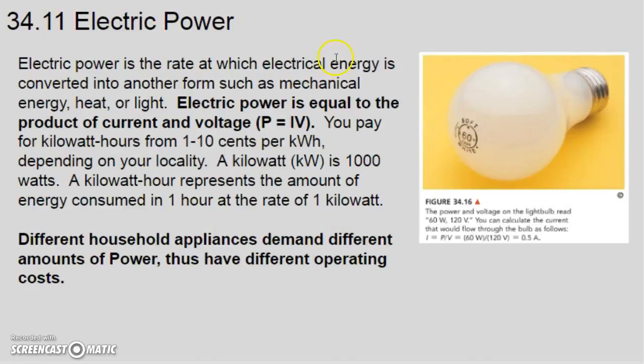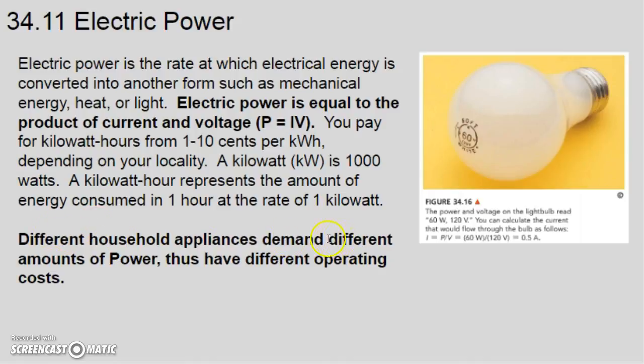And we'll finish up here with electric power. Electric power is the rate at which electrical energy is converted into another form, such as mechanical energy, heat, or light. Electric power is equal to the product of current and voltage, so P equals IV, where power equals current times voltage. You pay for what's called kilowatt hours. It's between 1 and 10 cents per kilowatt hour, depending on where you live. A kilowatt is 1,000 watts. A kilowatt hour represents the amount of energy consumed in 1 hour at the rate of 1 kilowatt.